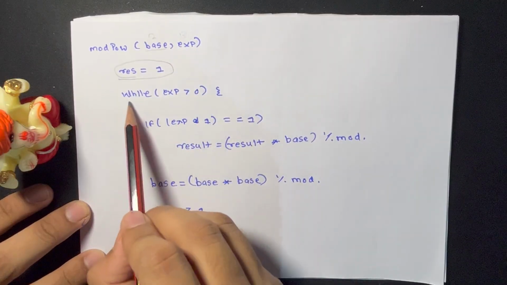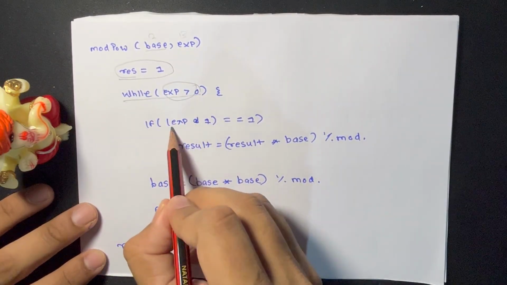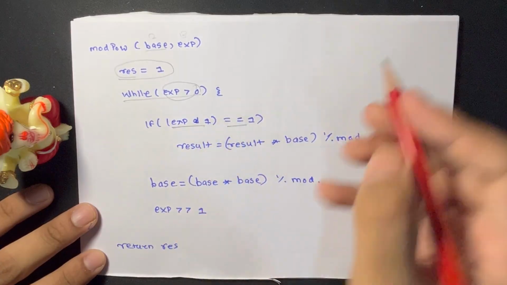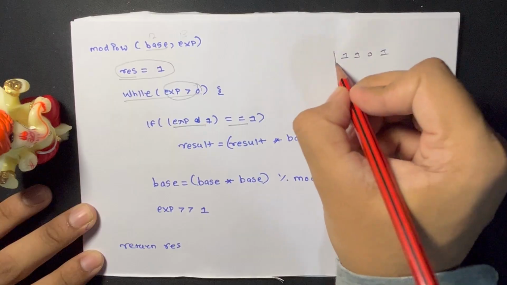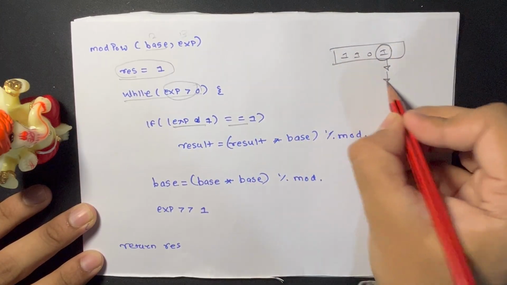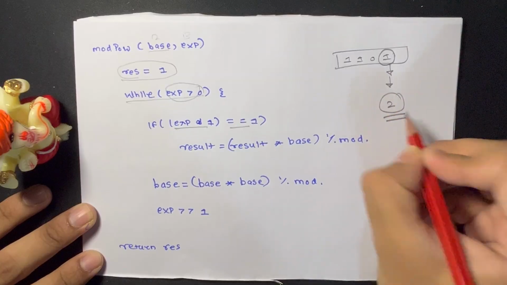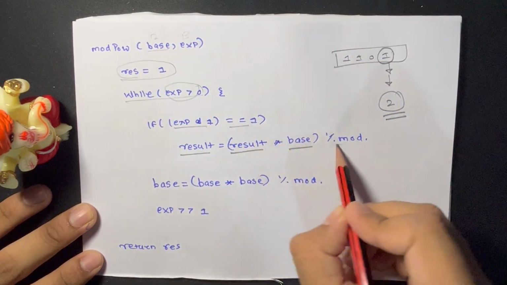Okay. Now, while the exponent is greater than 0, what we do is: if exponent and 1 equals 1, meaning 13 was 1, 1, 0, 1, right? What we are checking is whether the rightmost bit is set. If the rightmost bit is set, we take that power of 2 into the answer. So result is equal to result into the base value, percent mod, right?